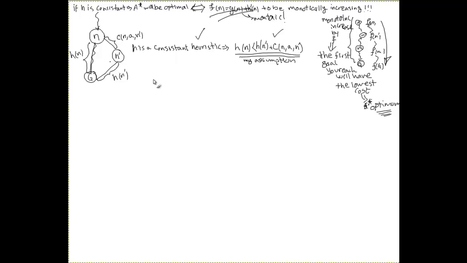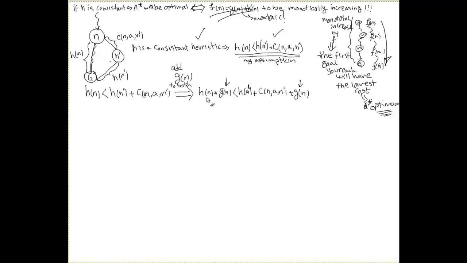So let's look at this equation and see what's going to happen. If I start with h of n, through a consistent heuristic, being less than h of n prime plus c of n, action a, n prime, and then I just add g of n to both sides, I'm going to get h of n plus g of n less than h of n prime plus c of n, a, n prime plus g of n. Right? So I didn't really do anything crazy. I just added g of n to both sides of this equation.